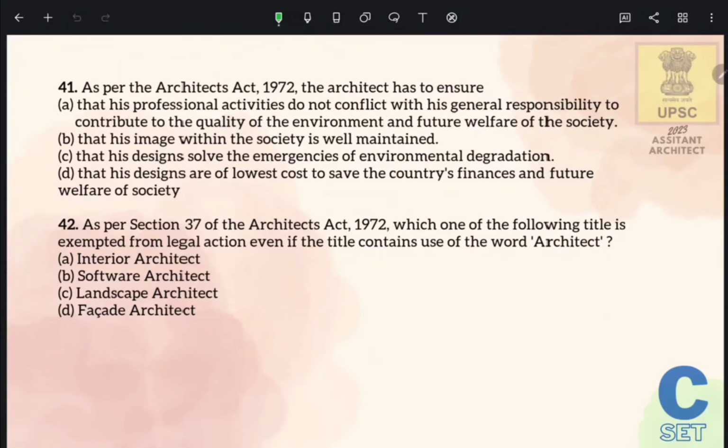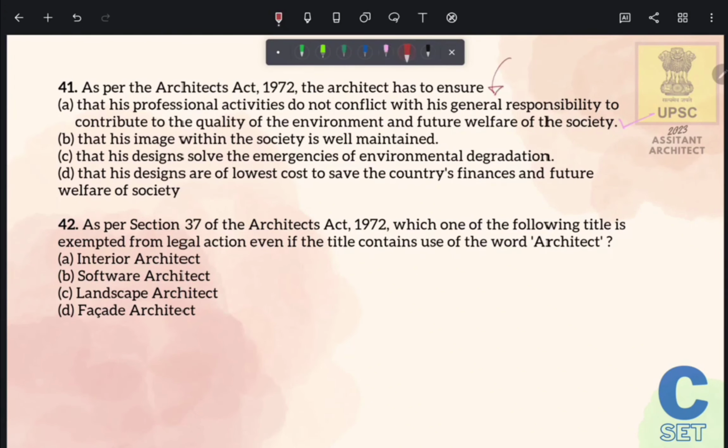As per the Architects Act 1972, the architect has to ensure... So let's see all the options one by one. Option A is that his professional activities do not conflict with his general responsibility to contribute the quality of environment and future welfare of the society. So this is a right statement.